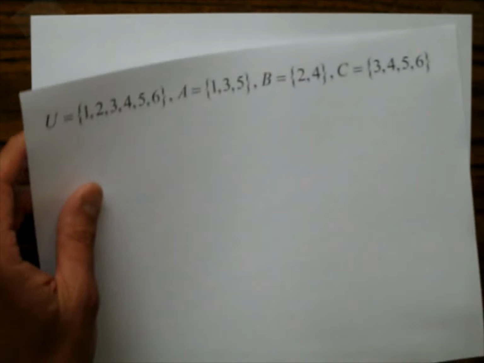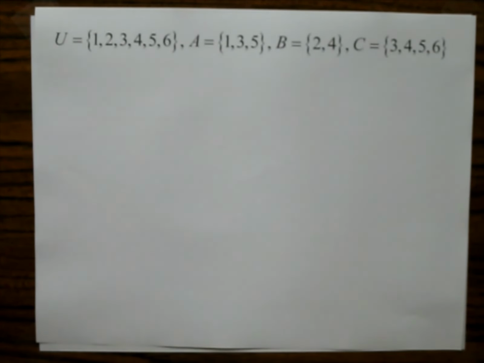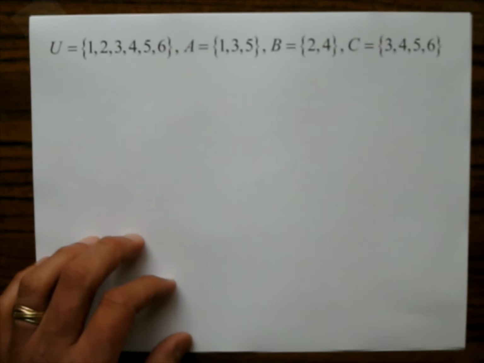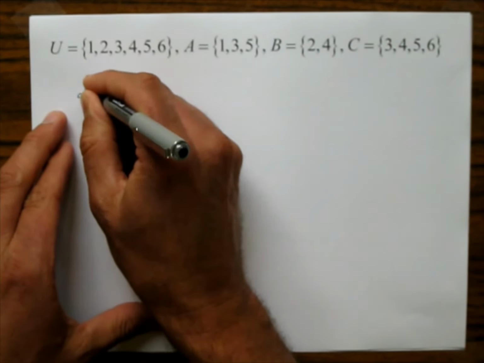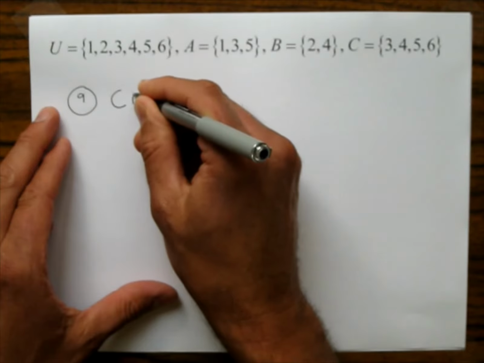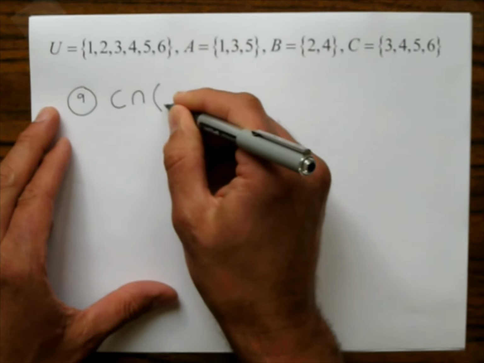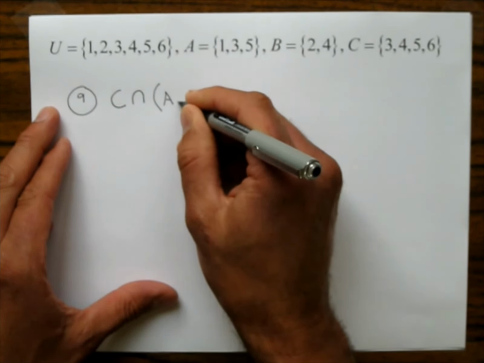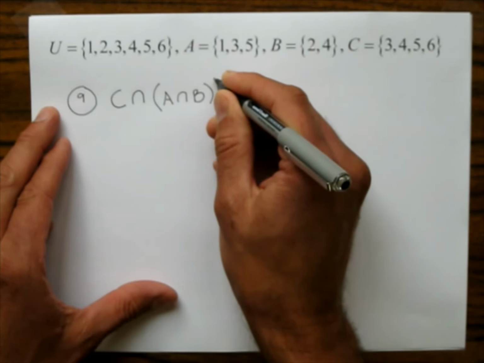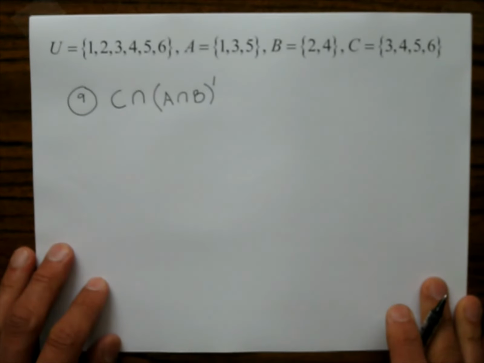Let's go ahead and we will do one more like this. So we're supposed to find the set, and then we'll switch over to some other kinds of problems in this section. So problem number 9, C, we do the intersection. We have A intersection B, and this is complement. Okay, so pause the video and see if you can do this problem.